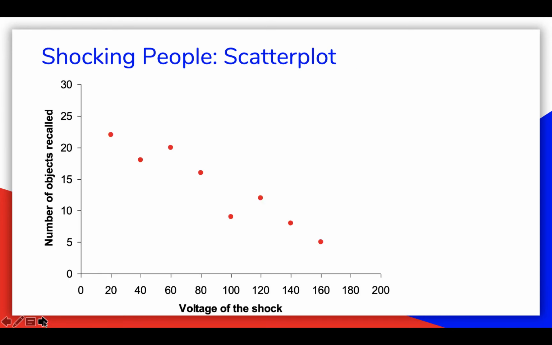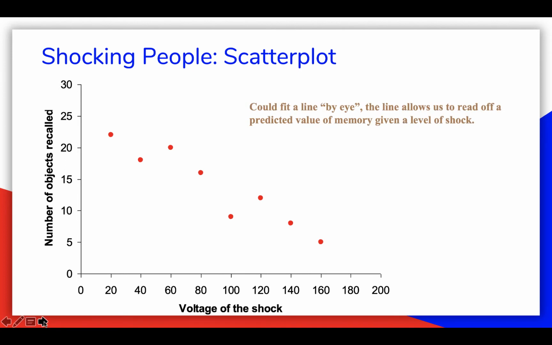So again, here is our scatter plot from earlier. We could fit a line by eye, which is what I just did. And this line would allow us to read off a predicted value of memory given a shock level. So for instance, if I give you a shock level of 80, it looks like you would probably remember about 15 objects on average. But this is, of course, again, a line that I've done by eye.